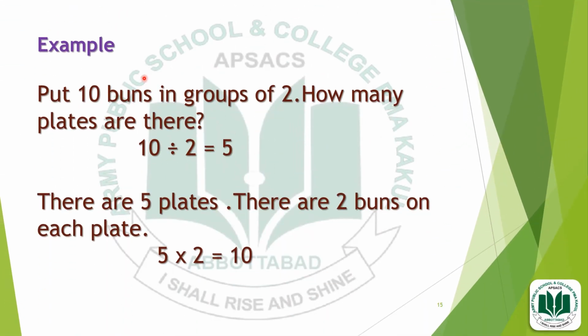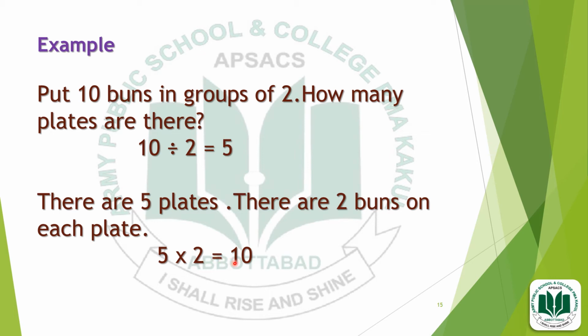The concept will be more clear after this example. Example: put 10 buns in a group of 2. How many plates are there? To find the group, as we have discussed, we have to divide the number. 10 divided by 2 is equal to 5. There are 5 plates. If there are 5 plates and there are 2 buns on each plate, and if we multiply 5 by 2, we will get the 10 buns.